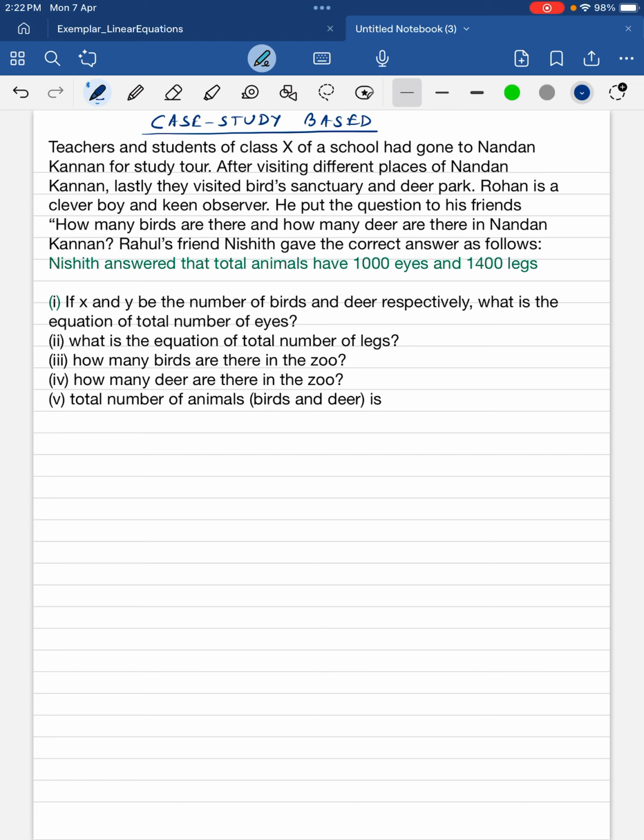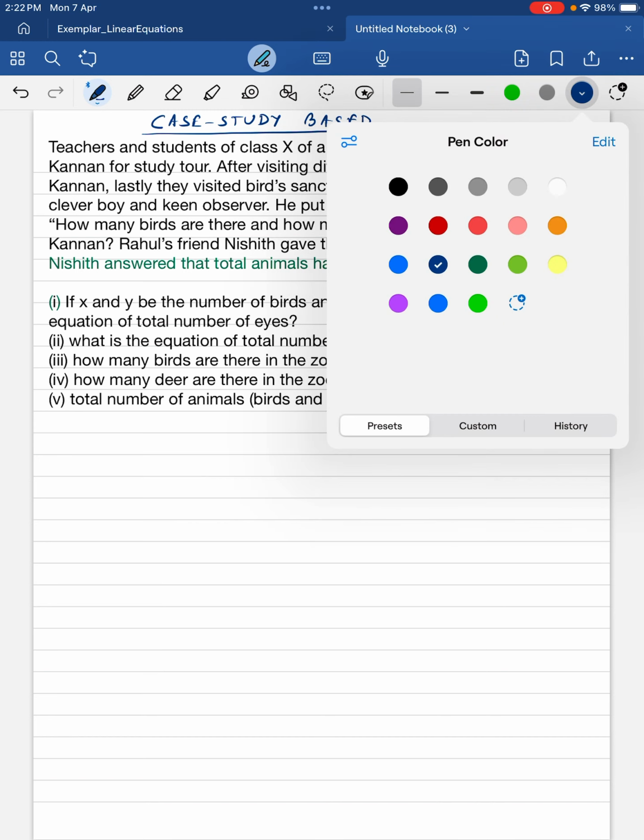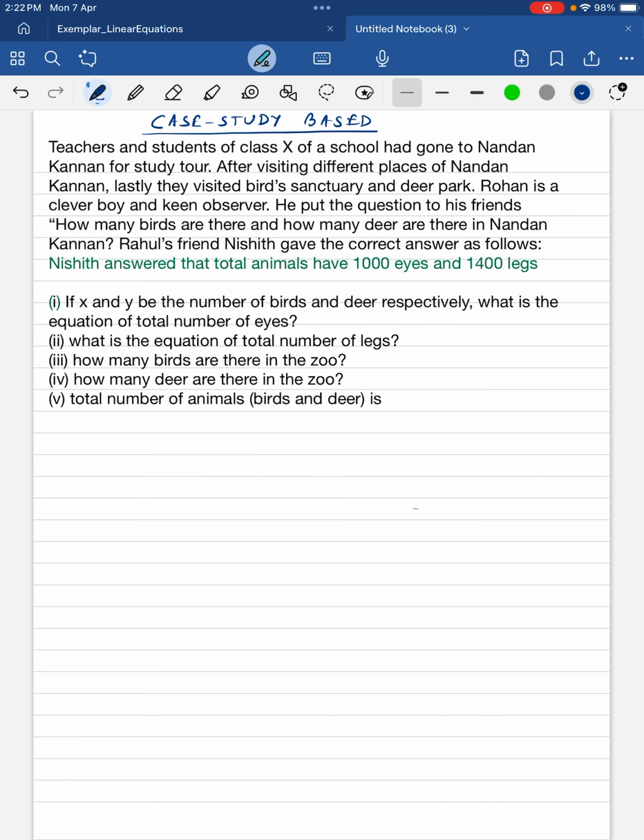Now if x and y be the number of birds and deer respectively, what is the equation of total number of eyes? Okay, so now we know that the number of birds is given to be equal to x and the number of deer is given to be equal to y.